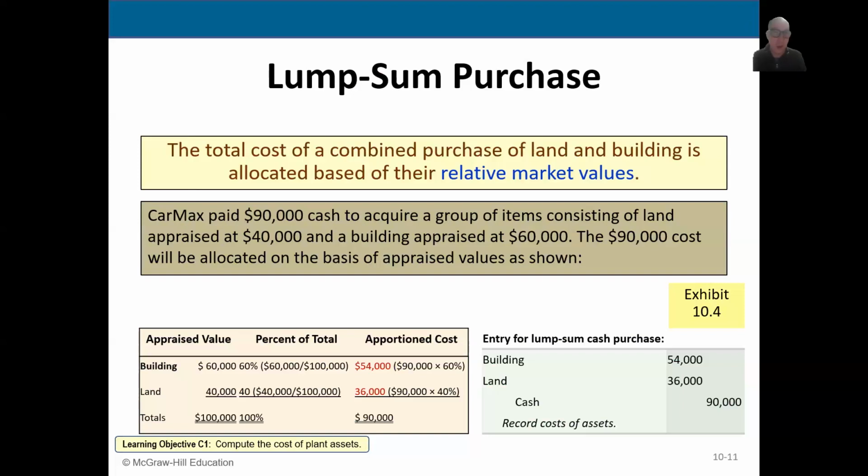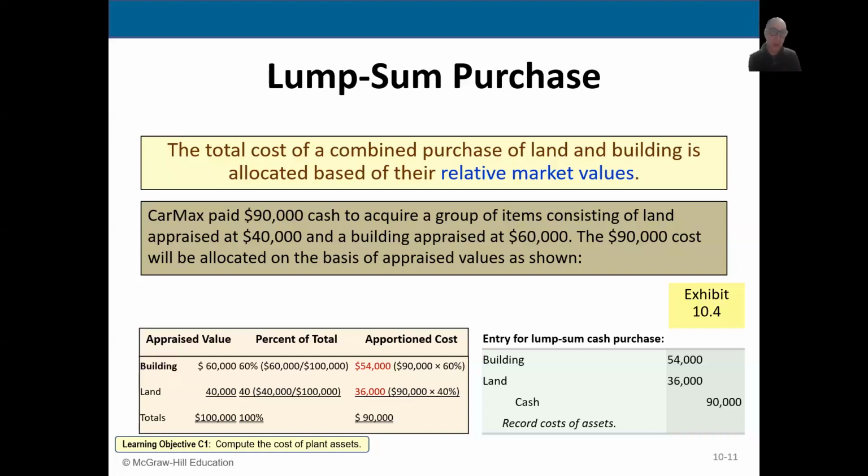So here's an example. CarMax paid $90,000 cash to acquire a group of items consisting of land at $40,000 and a building at $60,000. The $90,000 cost is allocated based off of the appraised values below. Appraisals work like this. An appraiser, someone who understands market values, comes in and places a value on the land and the buildings. Yeah, helps you to understand what it would be in the open market. That's how appraisals work.